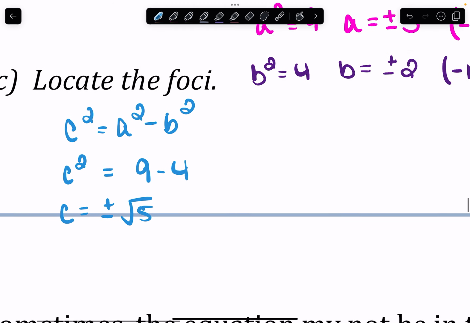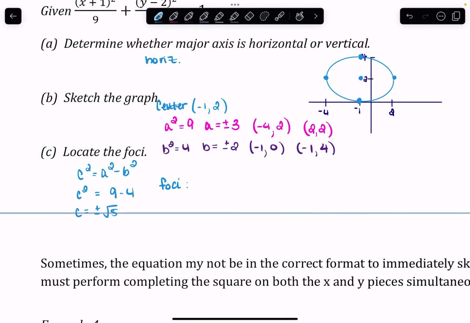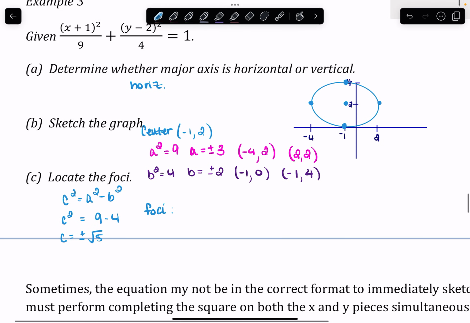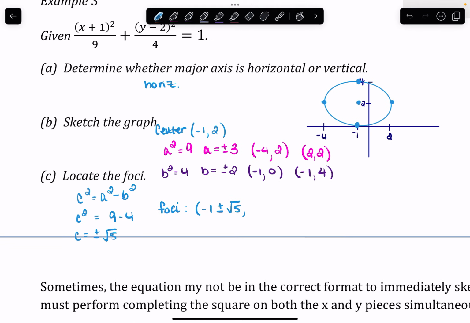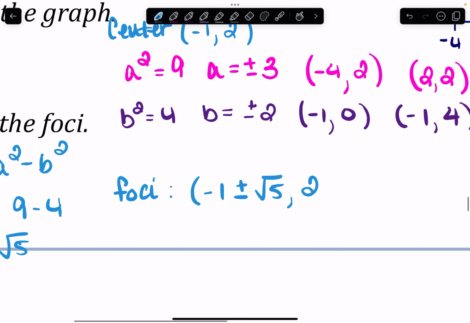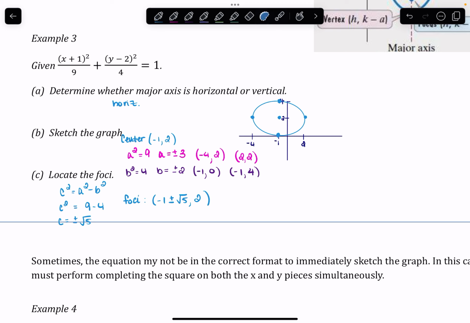So again, from the x value of the vertex. So the x value of the vertex was -1. So our foci are going to be at -1 plus and minus, it's fine to write them as 1, the square root of 5, comma, and then we do not touch the y value of the vertex, which stays at 2. Let me scooch this up just a little bit so it doesn't cut off.